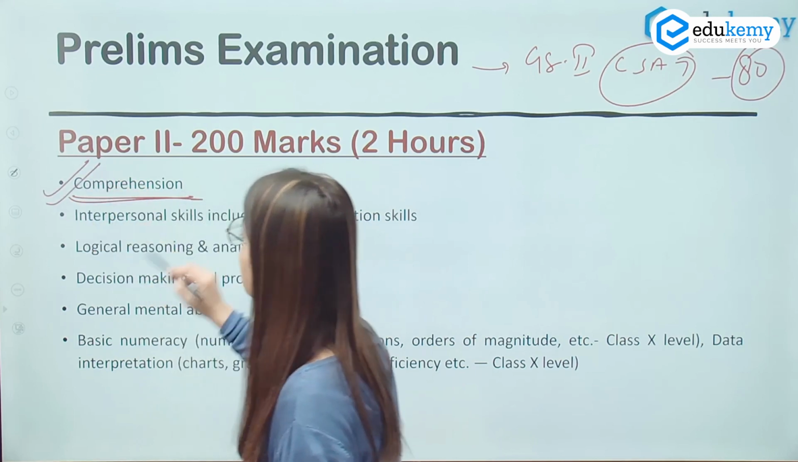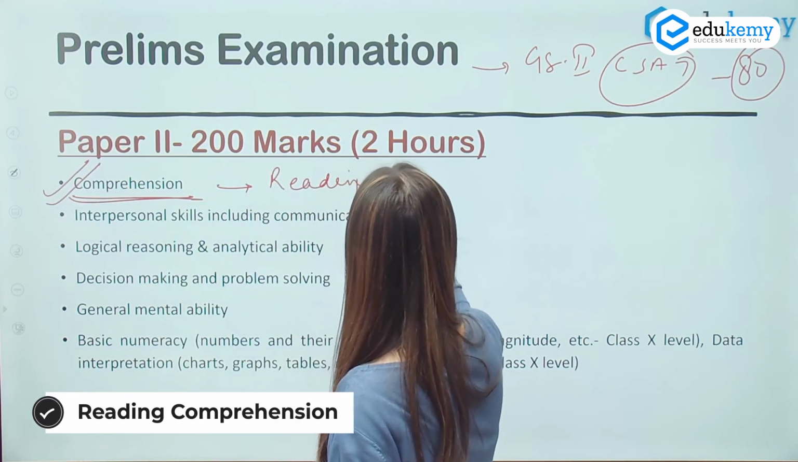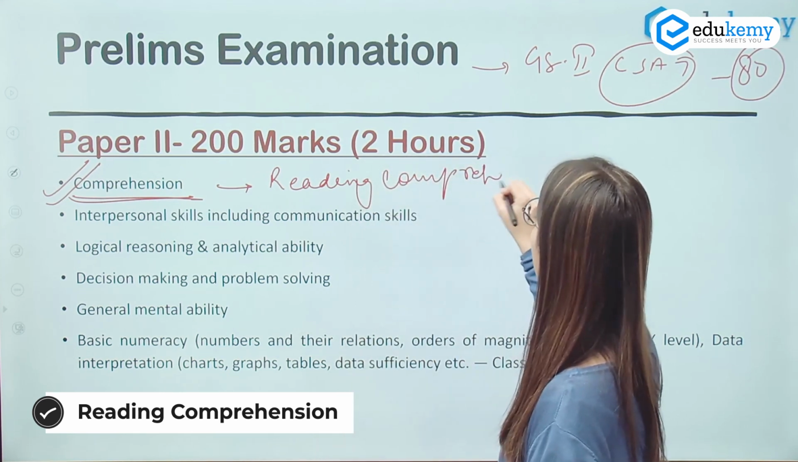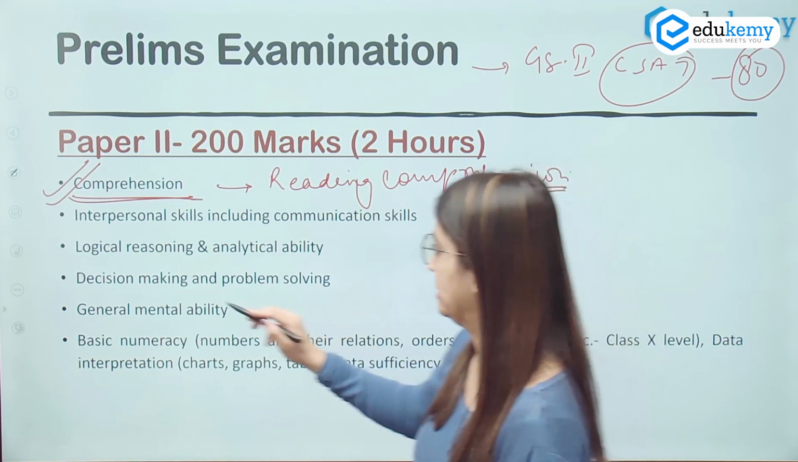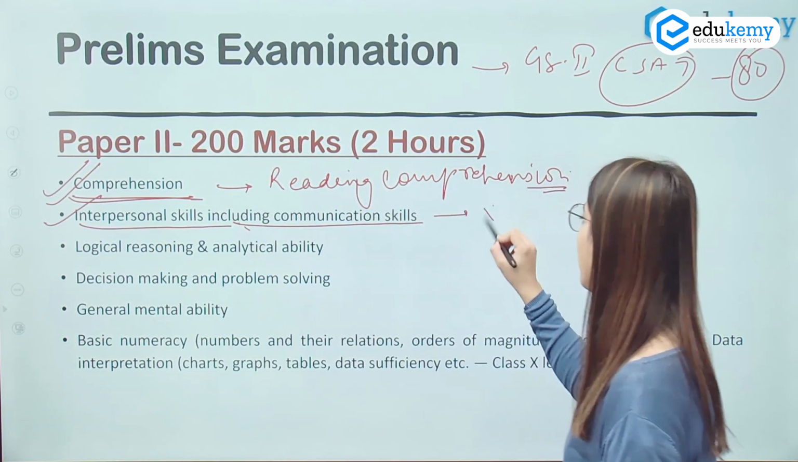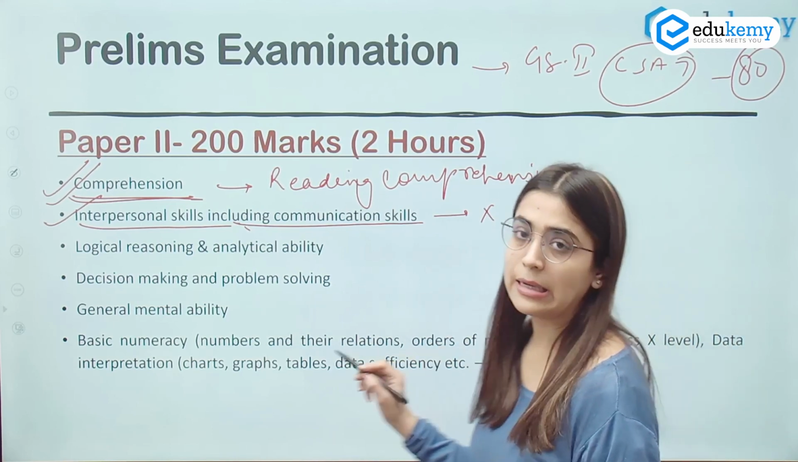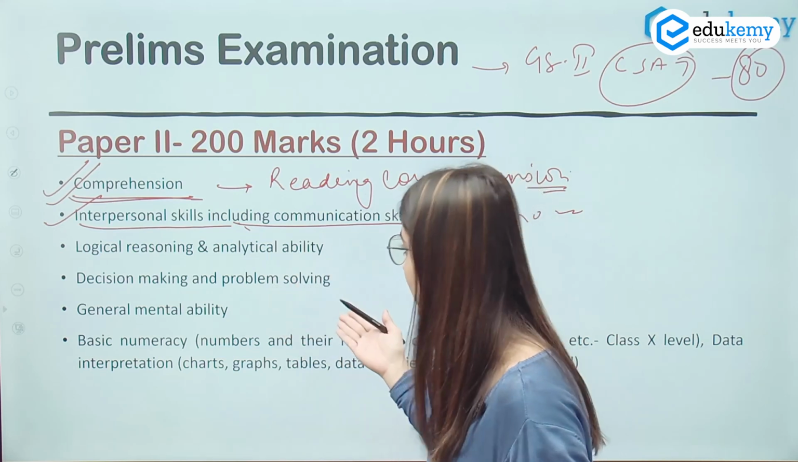So the first is comprehension. You have to practice reading comprehension here. And the next part is interpersonal skills, including communication skills. So far there have been no questions from this part, but it doesn't mean that you are going to skip this part. No, you have to practice it.